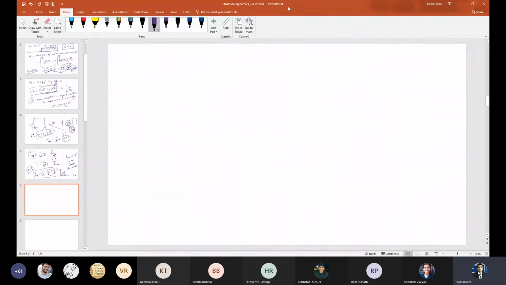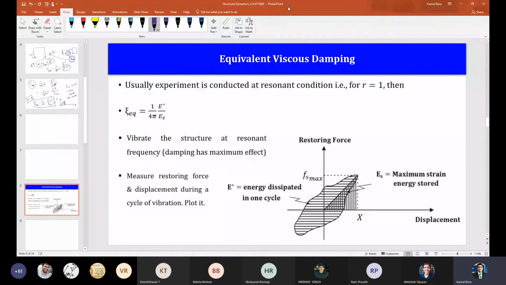relationship. Let me go to the plot. Can you see it here? So what we will do is a two-step procedure. That formula we already obtained. Now vibrate the structure at resonant frequency because damping has the maximum effect. Measure restoring force and displacement. Plot the restoring force versus displacement during a cycle of vibration. You can see this is Fs max, the maximum force, and capital X, the amplitude. So this triangular area is the ES, the maximum elastic strain energy stored.